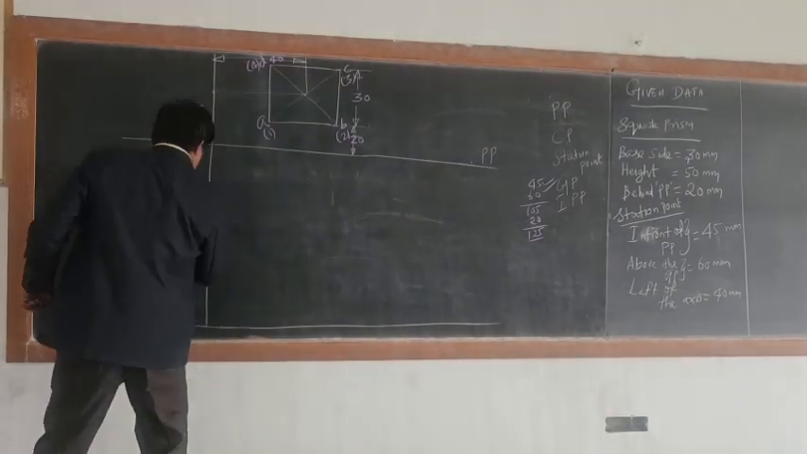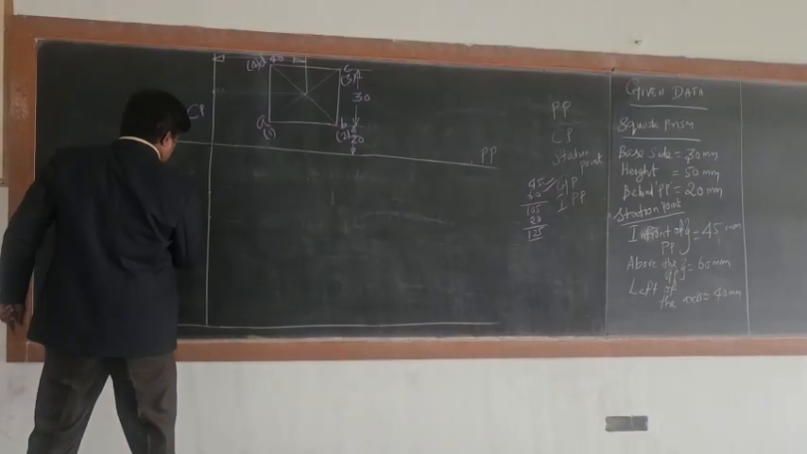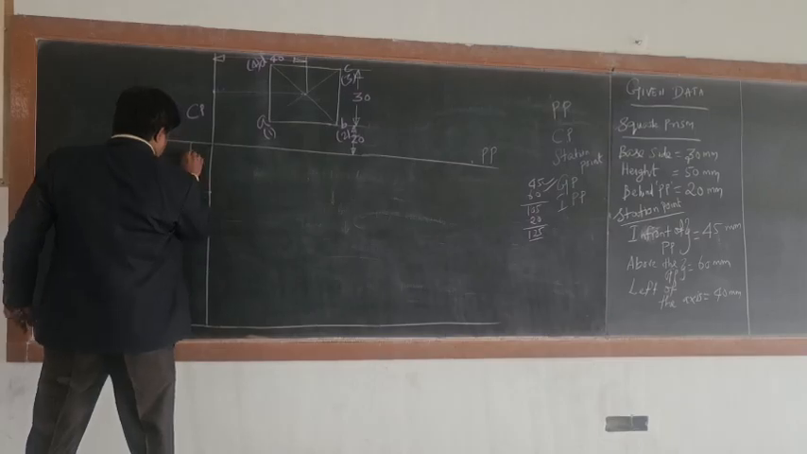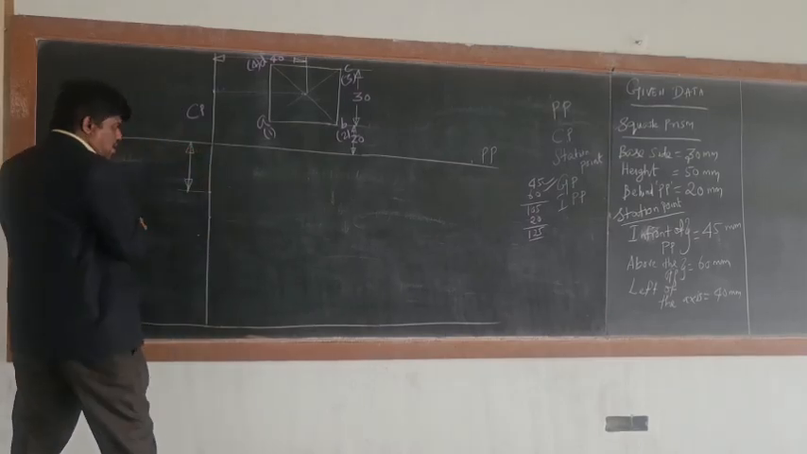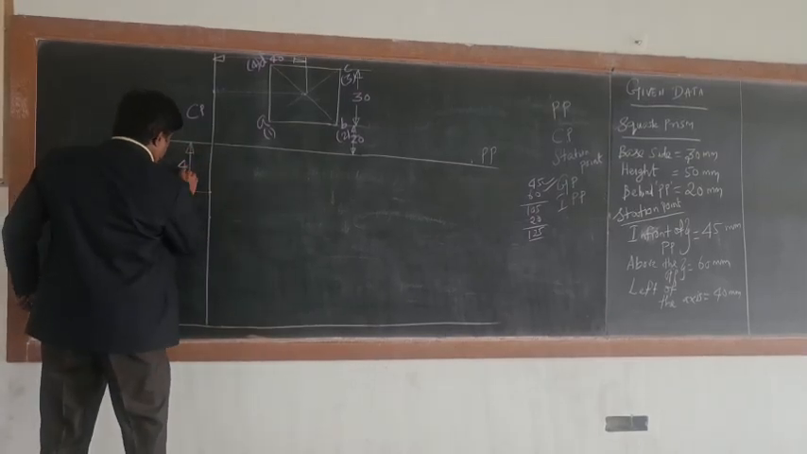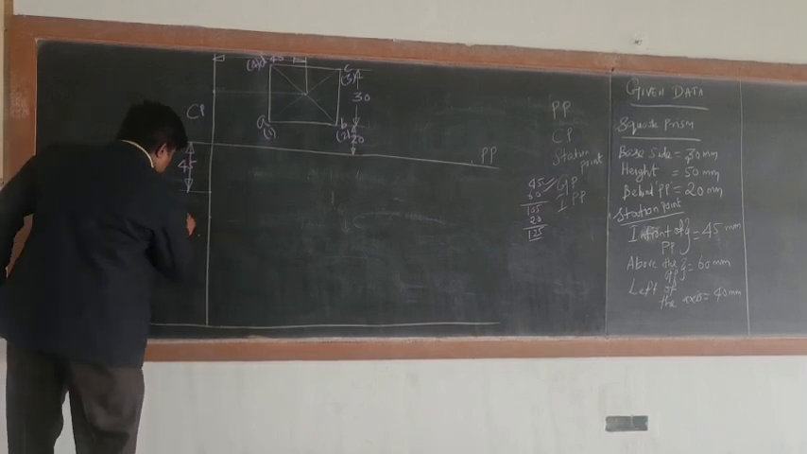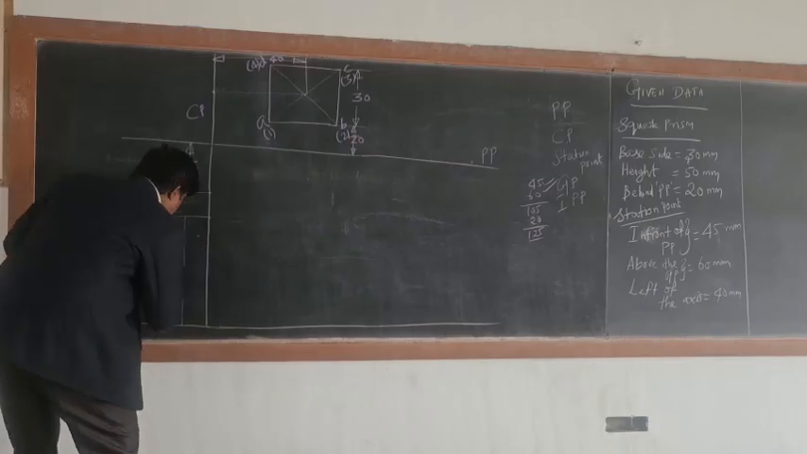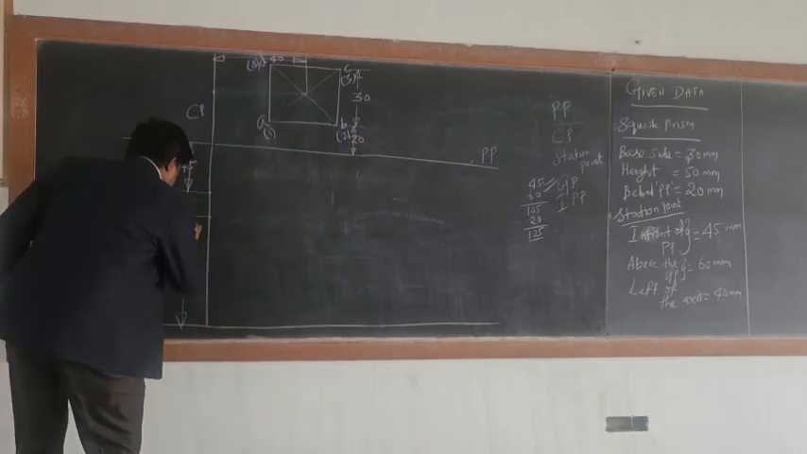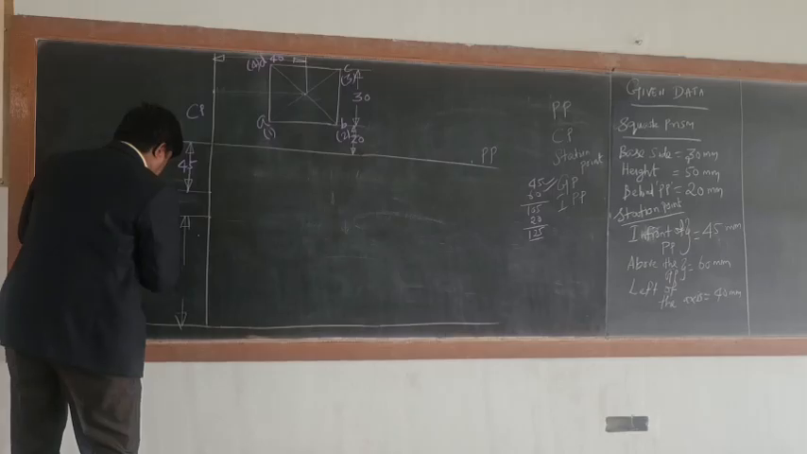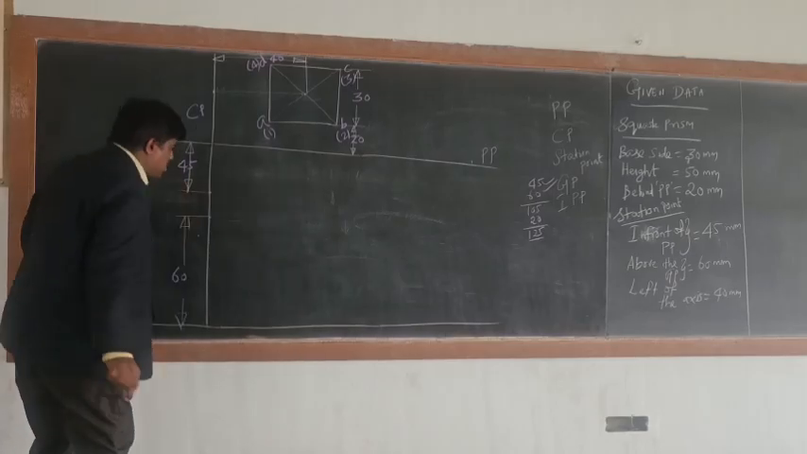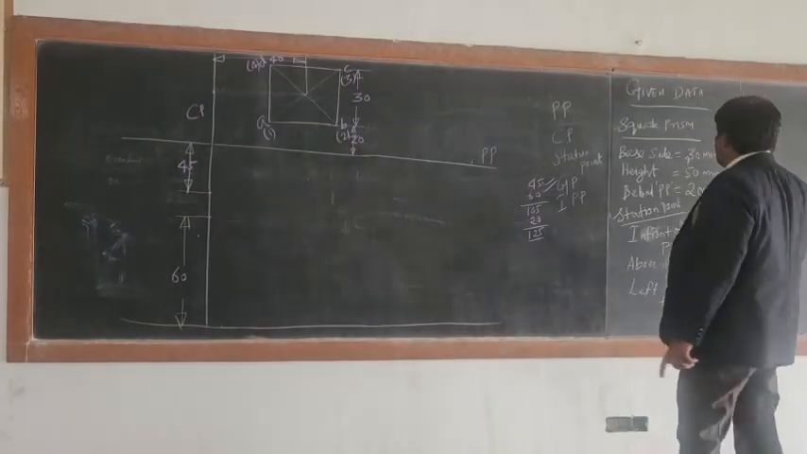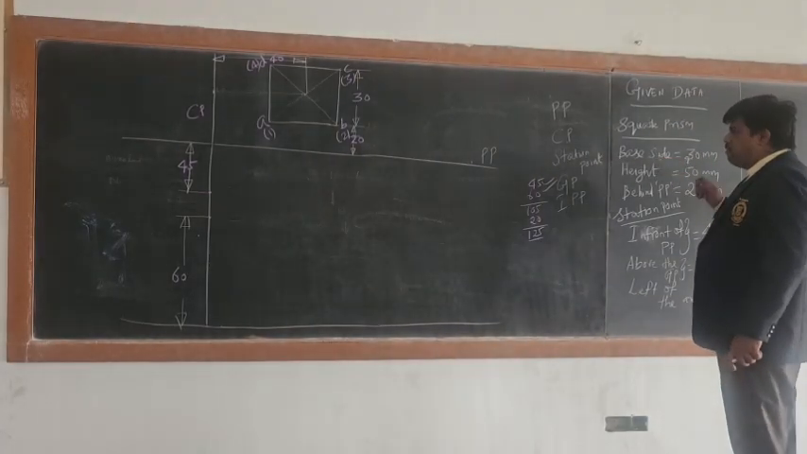In front of the fixed plane, 45 mm. Above the ground plane, 60 mm. The square prism height is 50 mm.